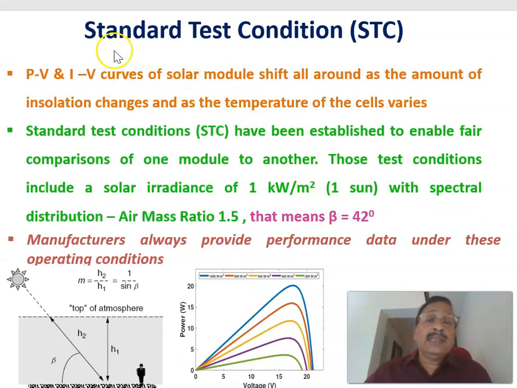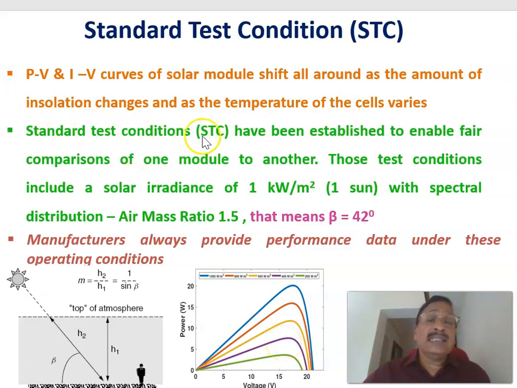Now I'll be explaining what is meant by standard testing condition, STC. Now we have seen the PV and IV curves of the solar module, which shift around as the amount of insolation changes and as temperature changes. This is because the IV and PV characteristics shift as the insolation level changes, and they are also a function of the cell temperature. We will see that later.